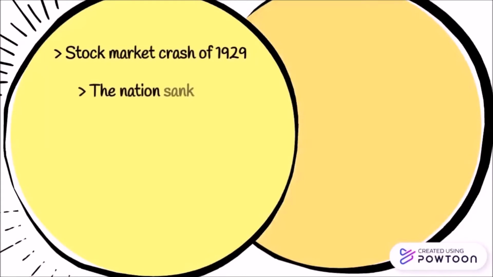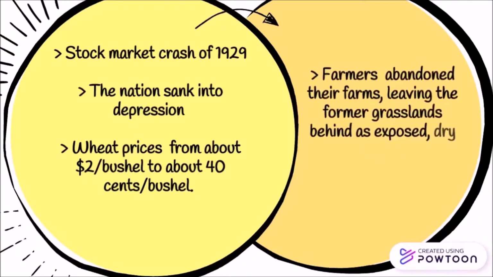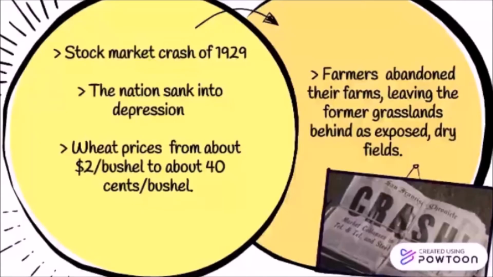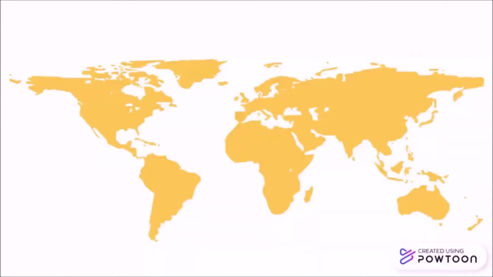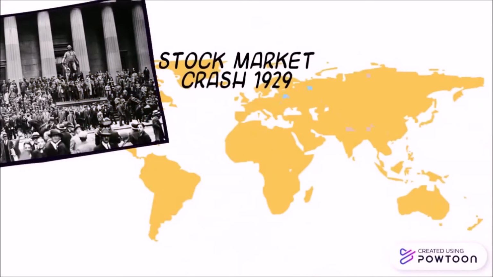Following the stock market crash of 1929, the nation sunk into depression and wheat prices plummeted from about $2 per bushel to about 40 cents per bushel. Many farmers responded by increasing the size of their wheat fields in hopes of overcoming the reductions in price by expanding the volume of the wheat they produce. As the increased wheat supply further eroded prices, many farmers simply abandoned their farms, leaving the former grassland behind as exposed dry fields. Stock market crash, 1929.